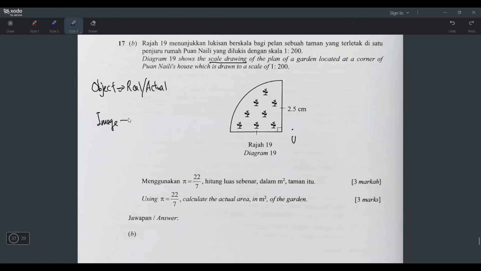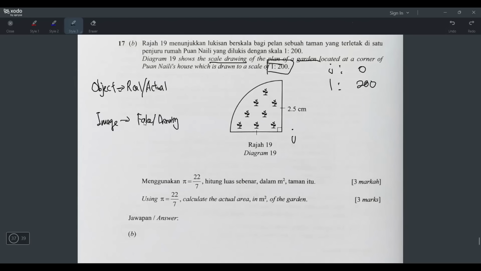Image is the fake one. Or you can say the drawing, the lukisan. Okay, yeah. So this is the scale drawing. It means this is the image. Dia bukan yang sebenar punya size lah. Yeah, so 2.5 cm is not the sebenar punya size. Okay, so scale drawing of the plan of a garden located at the corner of Puan Ali's house, which is drawn to scale 1:200. Okay, when we write the scale drawing, we usually write in this format: image, ratio, object.